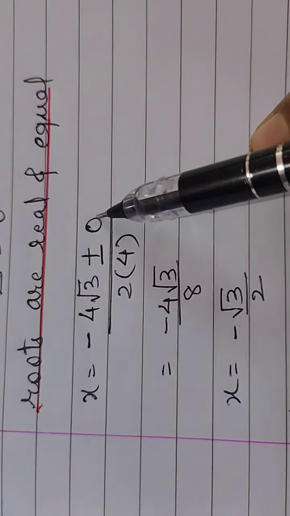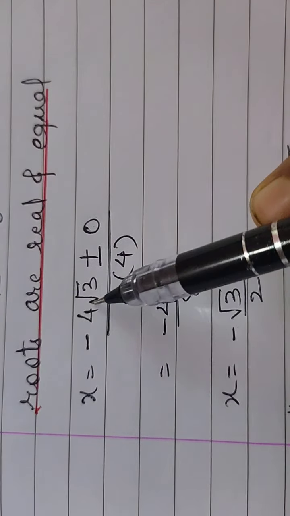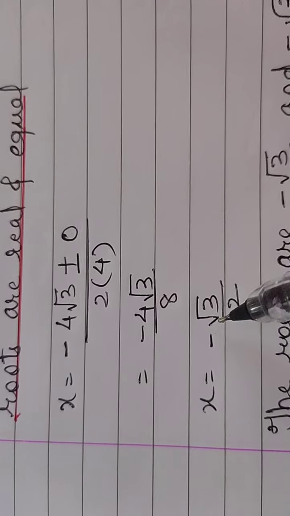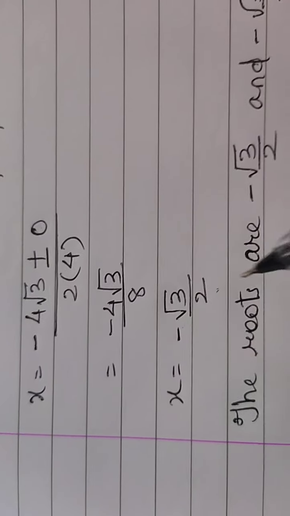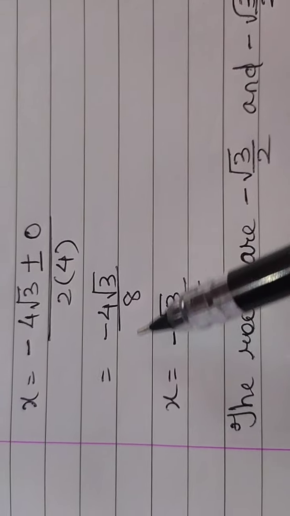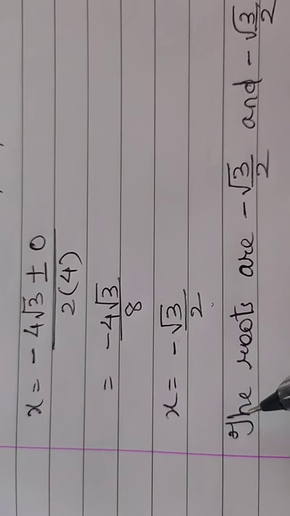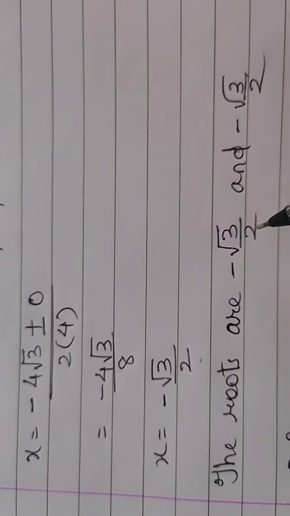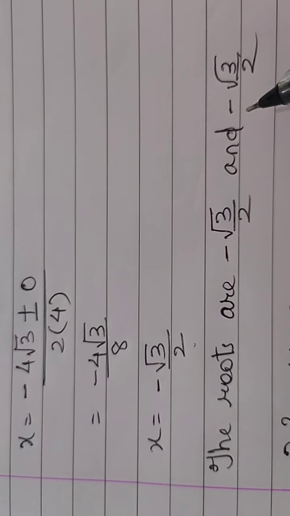Since this value is 0, we get minus 4 root 3 upon 8. Simplify this, we get minus root 3 by 2. Hence here we get only one value. It means that the roots are equal. Hence the roots of the quadratic equation are minus root 3 by 2 and minus root 3 by 2.